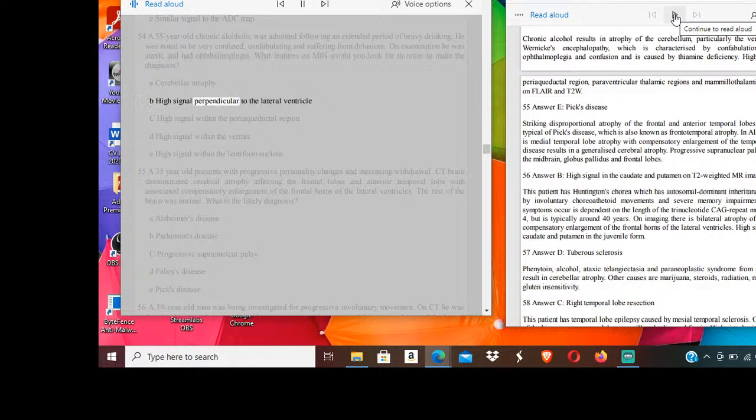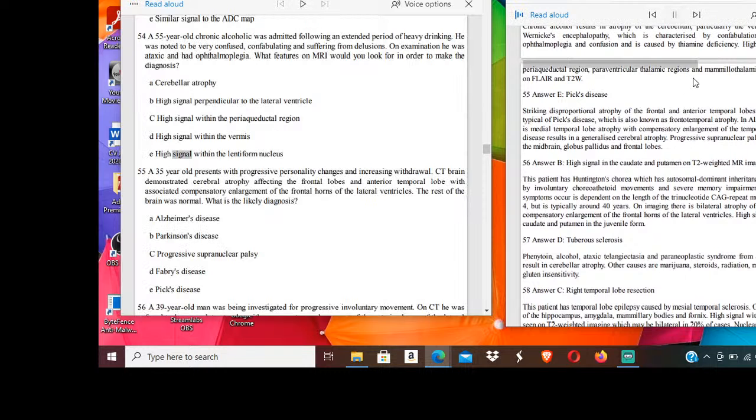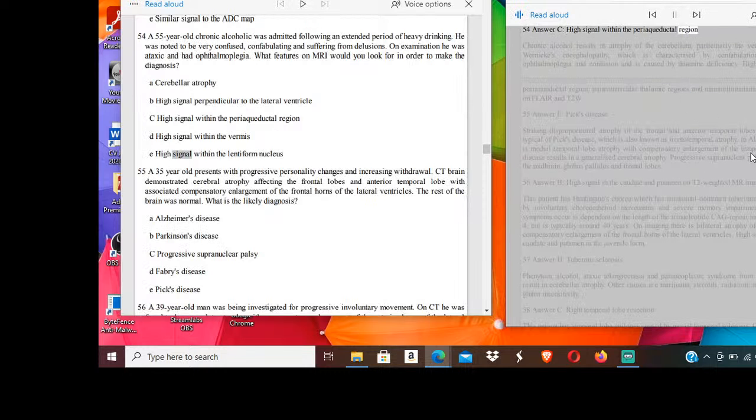A, cerebellar atrophy; B, high signal perpendicular to the lateral ventricle; C, high signal within the periaqueductal region; D, high signal within the vermis; E, high signal within the lentiform nucleus. 54. Answer C, high signal within the periaqueductal region.